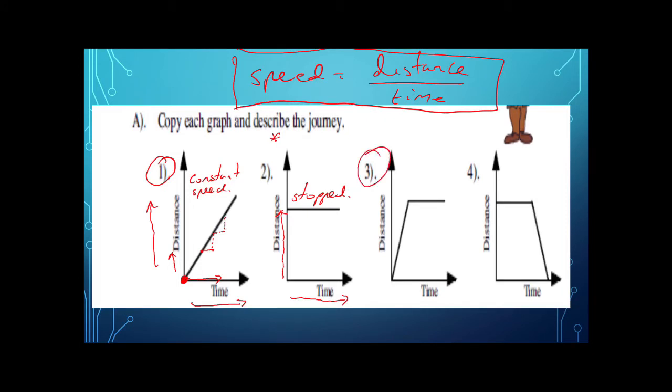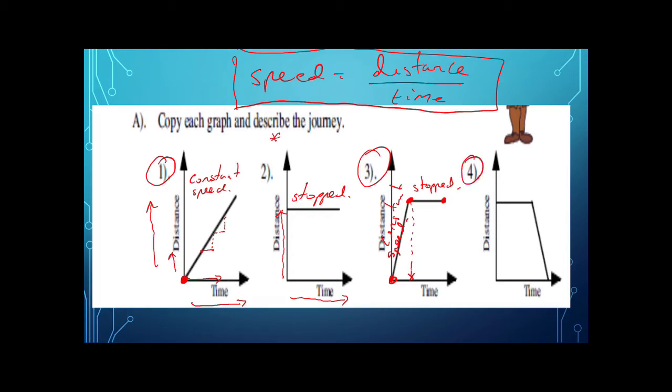Okay, let's have a look at question 3. We've got two things happening here. Up to this moment of time, we're moving at a constant speed, because we are moving away from our starting point. But when we reach this point here, until this point here, the distance from our starting point remains the same. So here we have stopped.